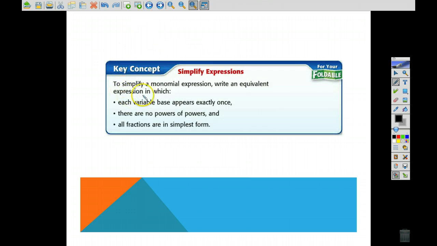Okay, simplify expressions. To simplify a monomial expression, write an equivalent expression in which each variable base appears exactly once, there are no powers of powers, and all fractions are in simplest form. So in order to simplify any of these, you have to make sure that it meets all these requirements.